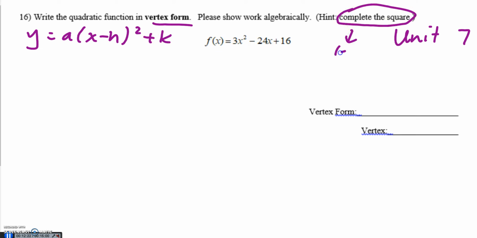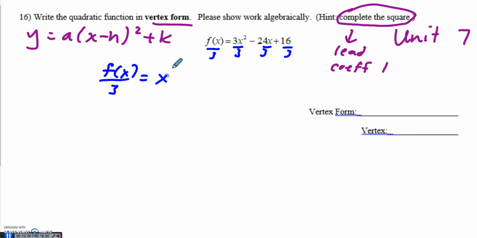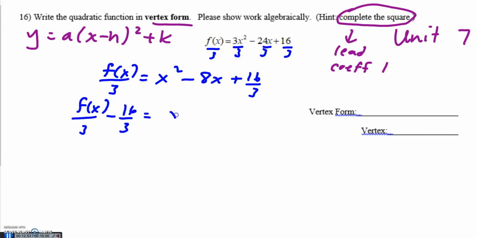But in order to complete the square, we need a lead coefficient of 1. And right now, we have a lead coefficient of 3. So what we'd have to do is divide every single term by 3. And when I do so, I would get f of x over 3 equals x squared minus 8x plus 16/3. In order to complete the square, we need the x squared and the negative 8x alone. So let me subtract the 16/3 to the other side. So you have f of x over 3 minus 16/3 equals x squared minus 8x.